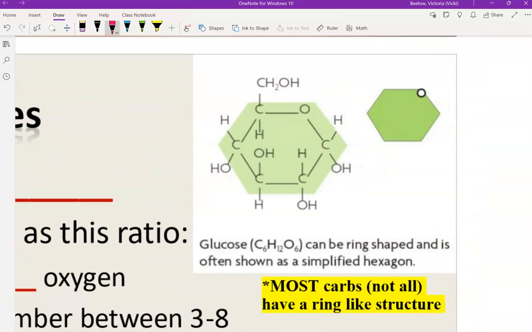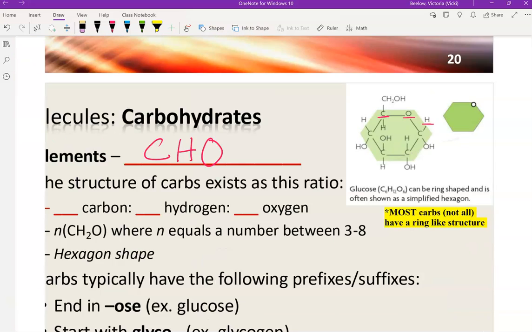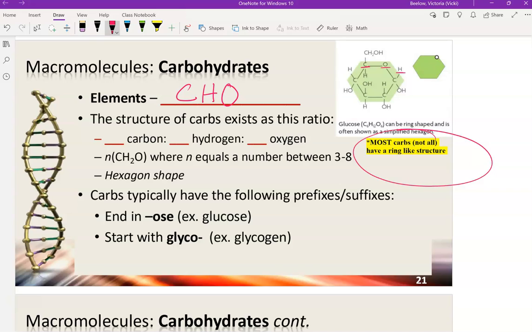As you can see in this image here, we have the carbon, the hydrogen, and the oxygen, and it's a ring-like structure like this. I've shown this model in my classroom before. Most of them will be in this ring structure, at least the ones we're going to talk about in this class. But note that not all carbohydrates are going to have this structure. It has this ring-like, or you can say hexagon, shape.